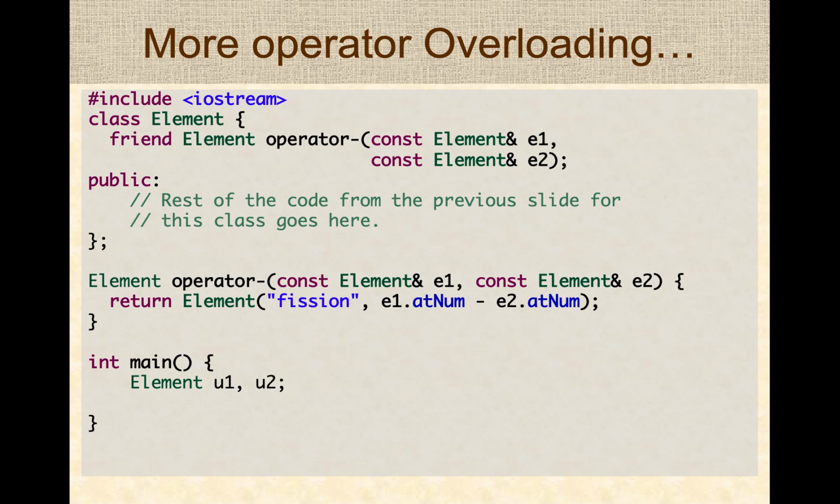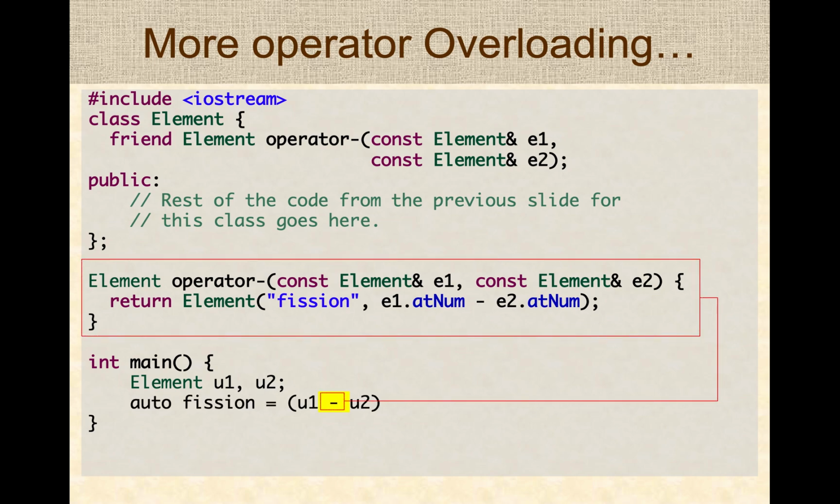And now in the main method, we can use this operator, define two elements, and we can simply say u1 minus u2, and by default, the compiler knows that element has a subtraction operator and will call that method with e1 referring to u1 and e2 referring to u2, and the result, whatever is returned, is assigned into the fission object in the main method. This is just an example of how you could do operators.